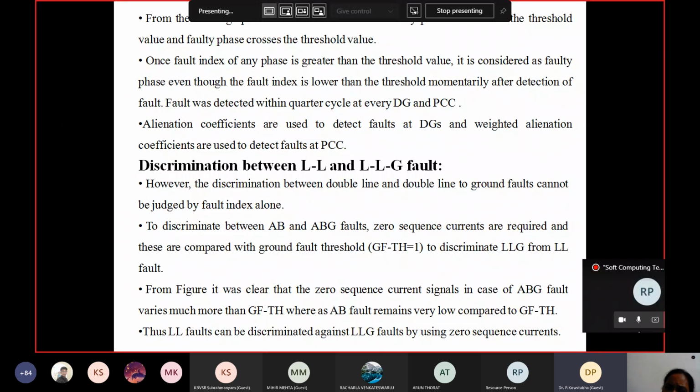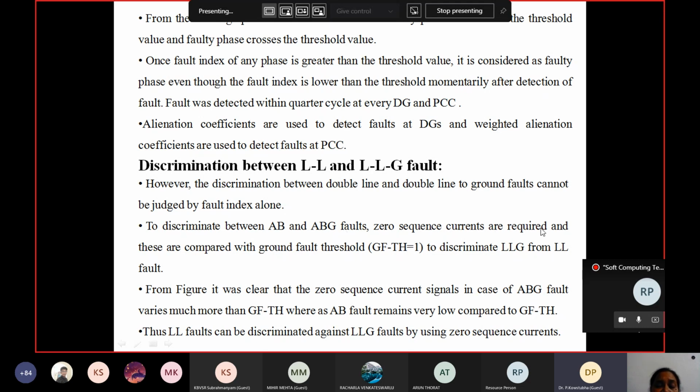But in graphs we can find the transient, in which phases the transient is taking place. By seeing itself easily we can say transients are taking place in these two phases. That's why it is LLG. With the fault index alone, we can't judge that condition to discriminate between AB and ABG fault, or LL double line fault or double line to ground fault.